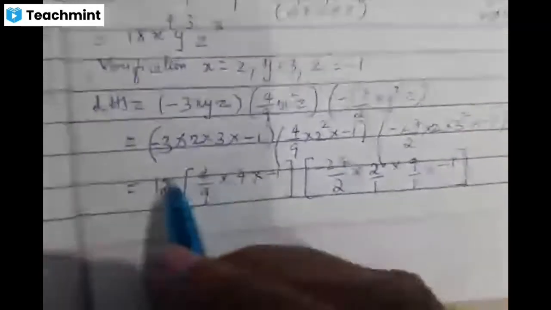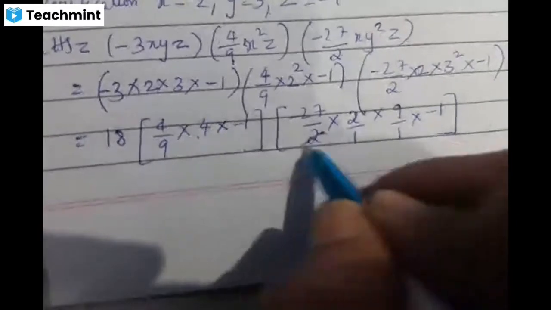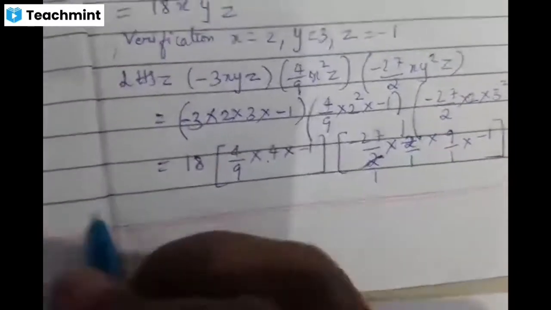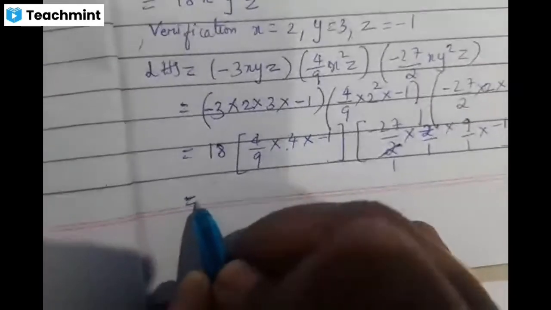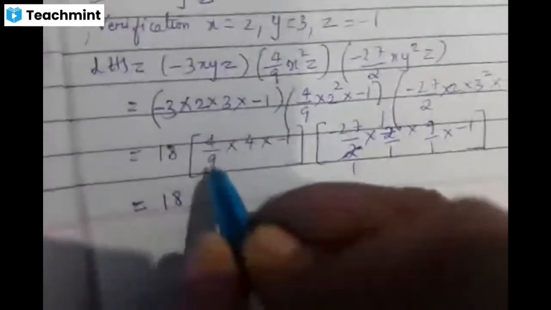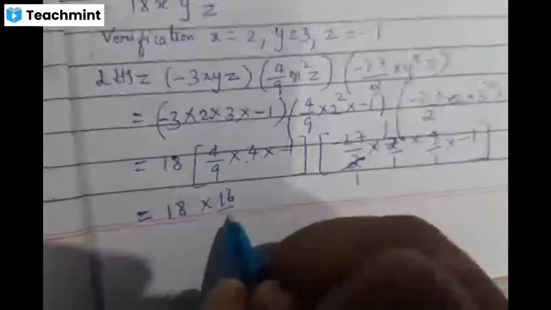Now you just check it. In this step, can you cancel any numbers? In the next step, we are going to write 18. No numbers are cancelled here, children. So into 4 fours are 16 by 9.